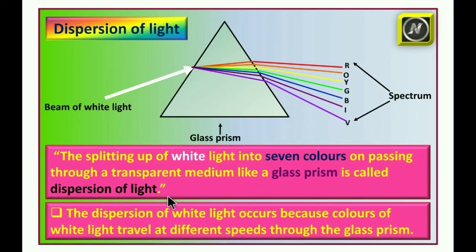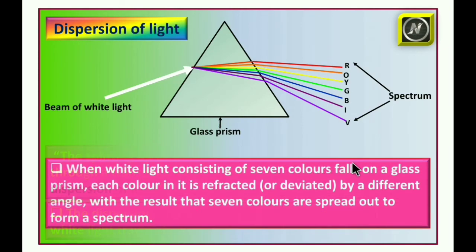So the dispersion of white light occurs because the colors of white light travel at different speeds through the glass prism. White light is a mixture of different colors. Different colors have different velocities. That means they have different wavelengths and different frequencies, and therefore different velocities also. As the velocities are different, refraction is also different. So there is a difference in refraction also. That means dispersion of white light occurs because the colors of white light travel at different speeds through the glass prism.